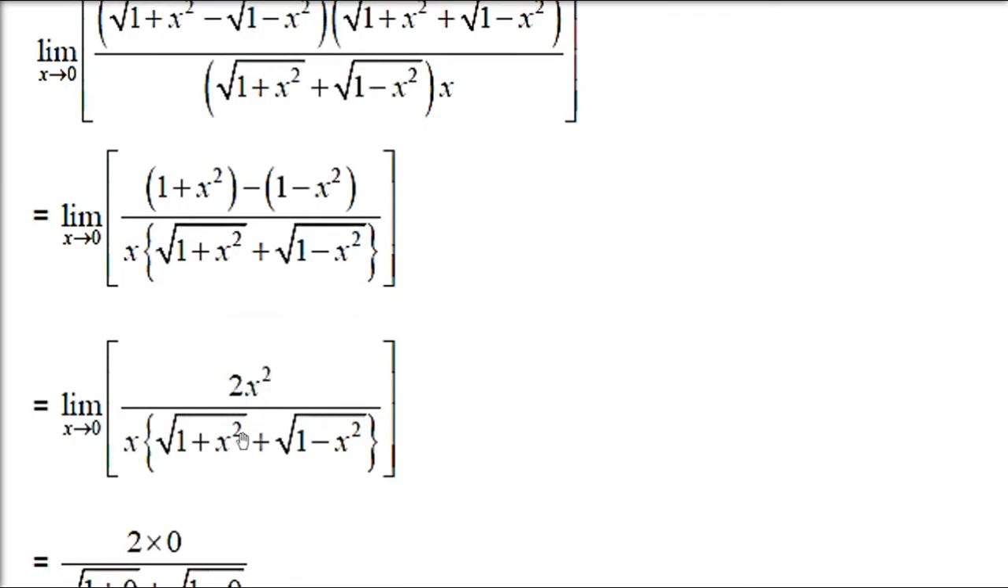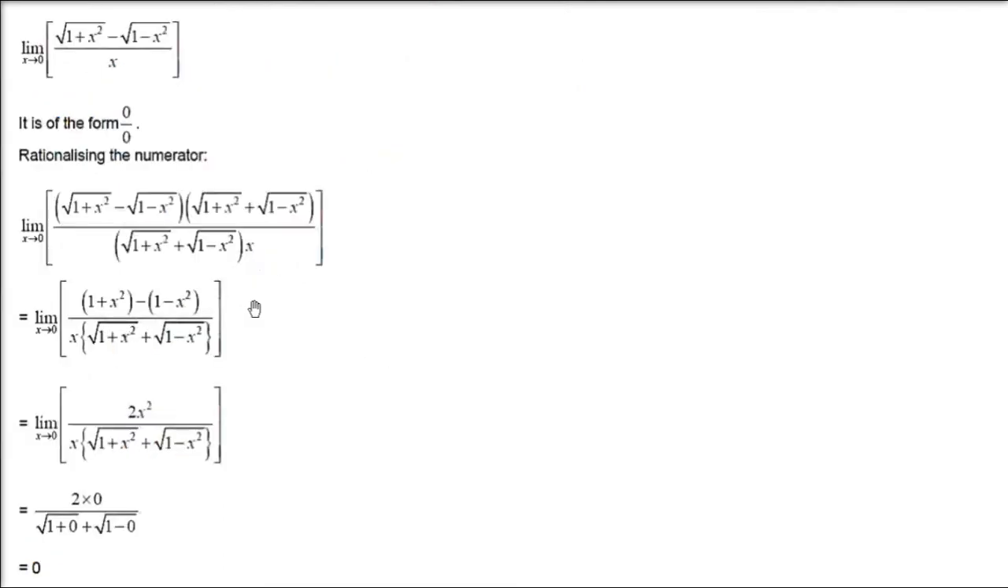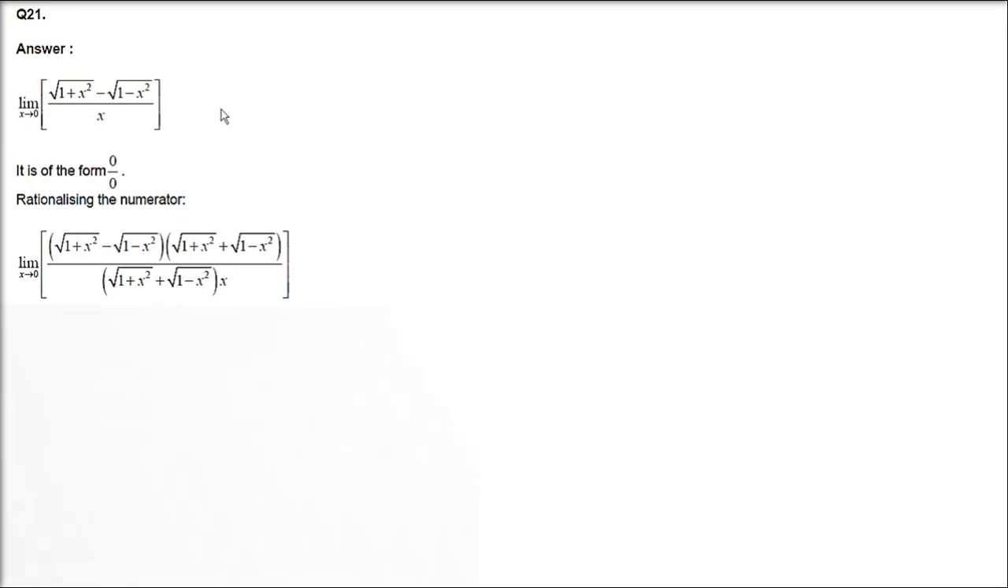So x gets cancelled. Now when this x gets cancelled, you just have x in the numerator, which, when we apply x tends to 0, this x will be 0. Okay, x will be 0. Only x, and in the denominator you won't get 0, because it is under root 1 plus 0 plus under root 1 minus 0. So under root 1 plus 1, that is 2. 0 by 2, that is 0 is going to come.